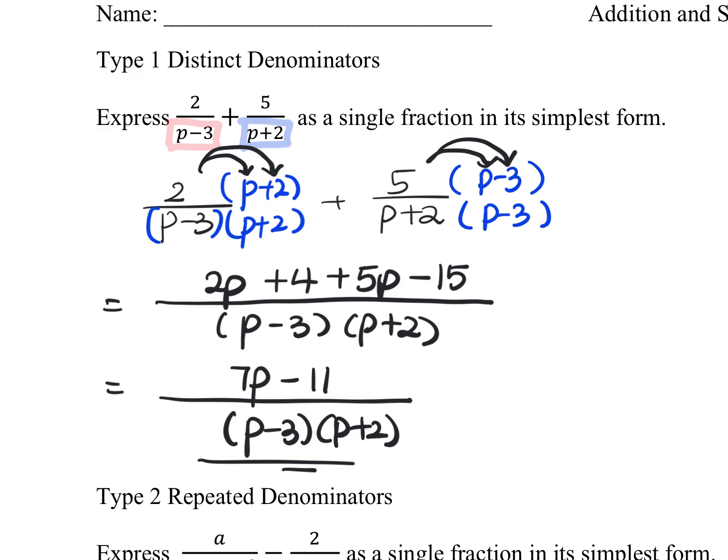Have you gotten the answer? If that's the case, we are good with this basic type for distinct denominators. Let us move on to the second type.